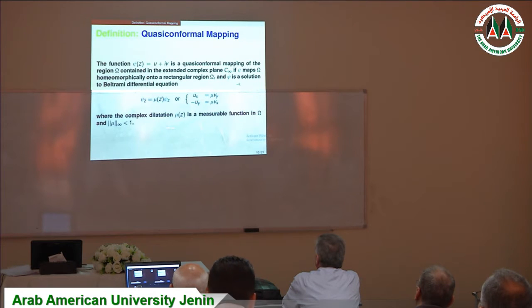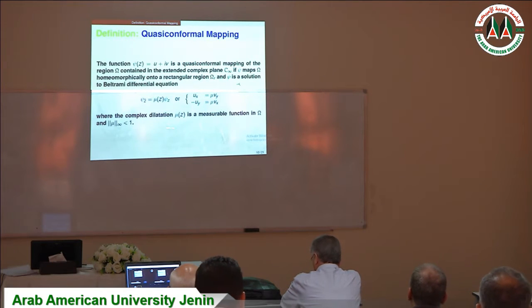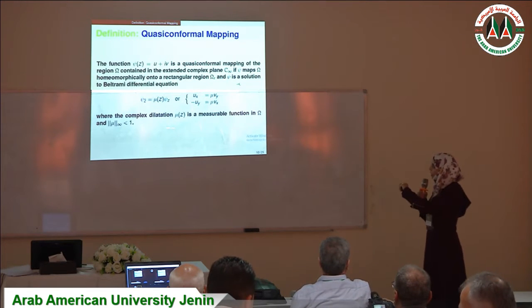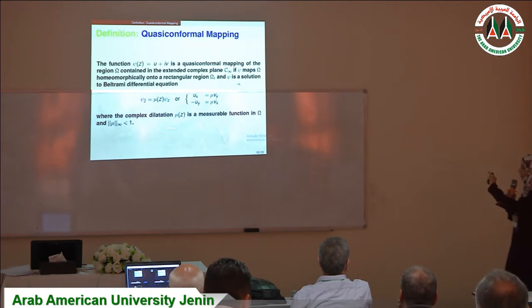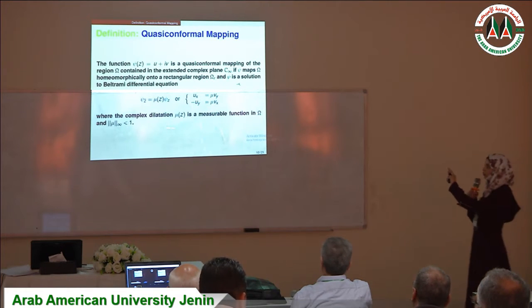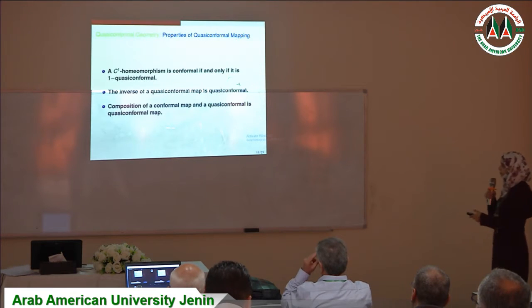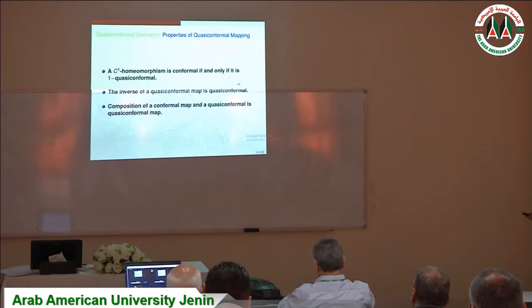The definition of quasi-conformal mapping: chi is quasi-conformal if chi maps homeomorphically onto a rectangle region and is a solution to the Beltrami equation. The Beltrami equation is a coupled system of first order. If mu, the chi z conjugate, equals 0, this Beltrami equation reduces to the Cauchy-Riemann equation, and the quasi-conformal map is a conformal map. Properties of quasi-conformal mapping: the inverse of a quasi-conformal map is quasi-conformal, and the composition between a conformal and a quasi-conformal mapping is also quasi-conformal mapping.